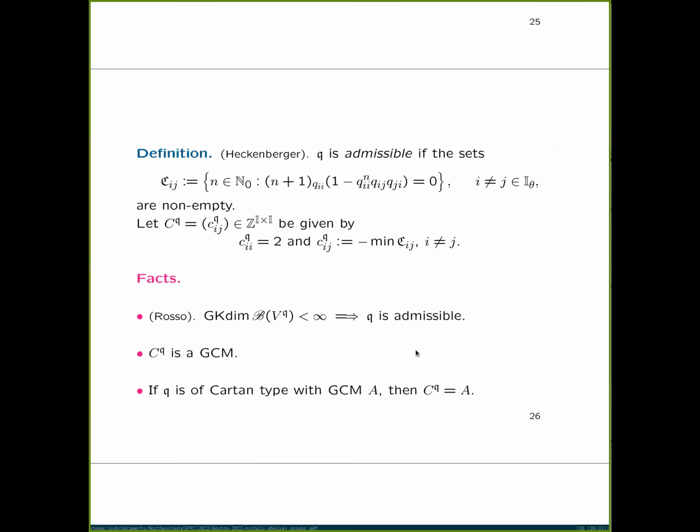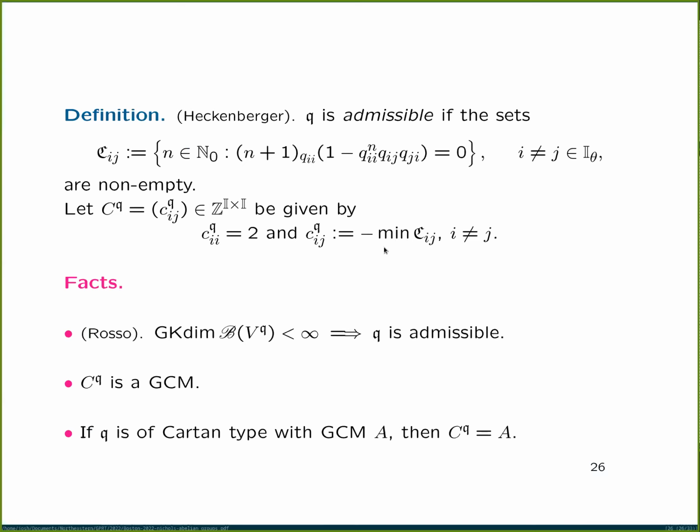So q is admissible says that each of these sets, where there is some n, the set of all n such that this equality holds, admissible means that all the C_ij's are non-empty.